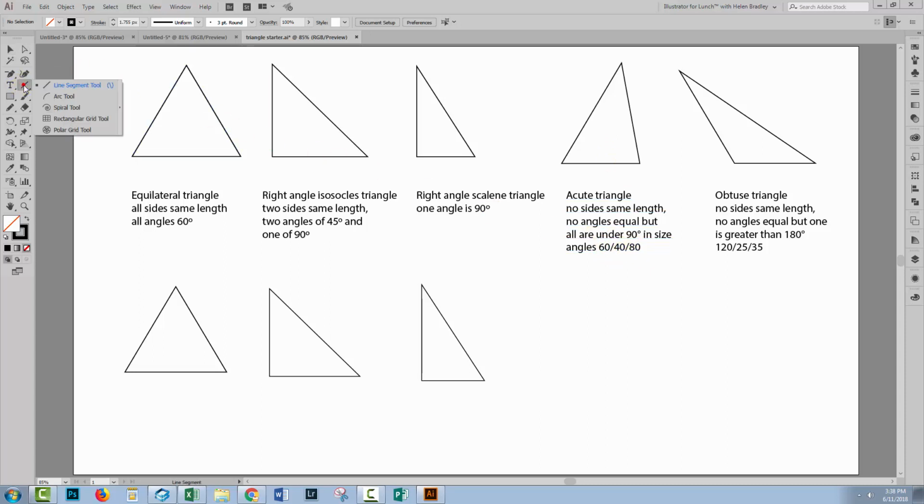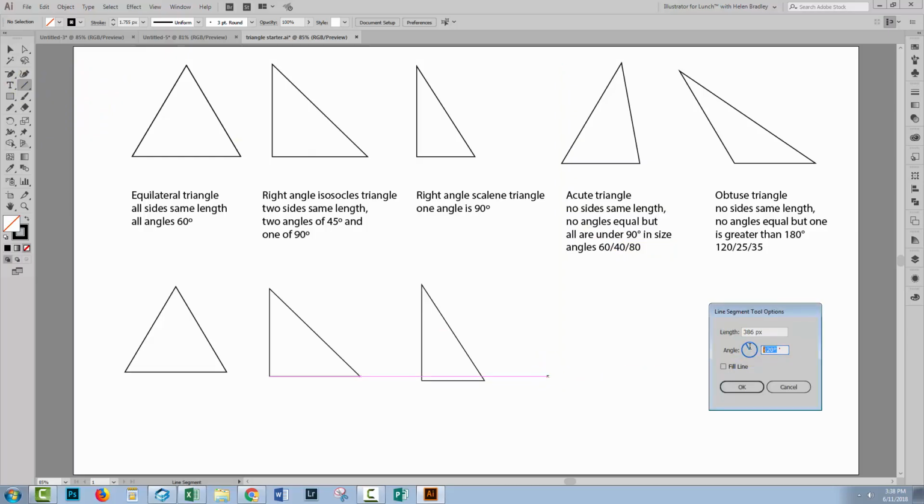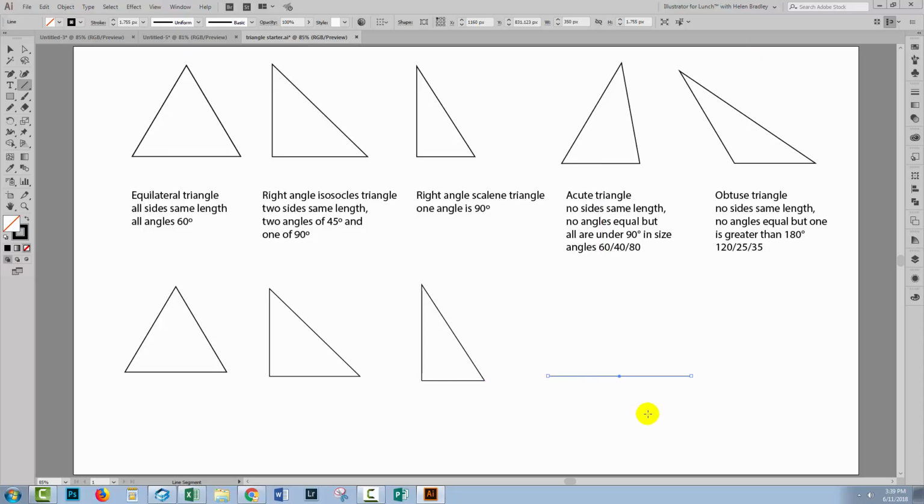We'll start with a line segment. I'll click on the line segment tool, click once, and I'll draw a line that is at 0 degrees, and I'm going to make it just a known length. I'll make it 350. And click OK. So this is going to be the base of the triangle. We'll next draw the 60 degree angle.